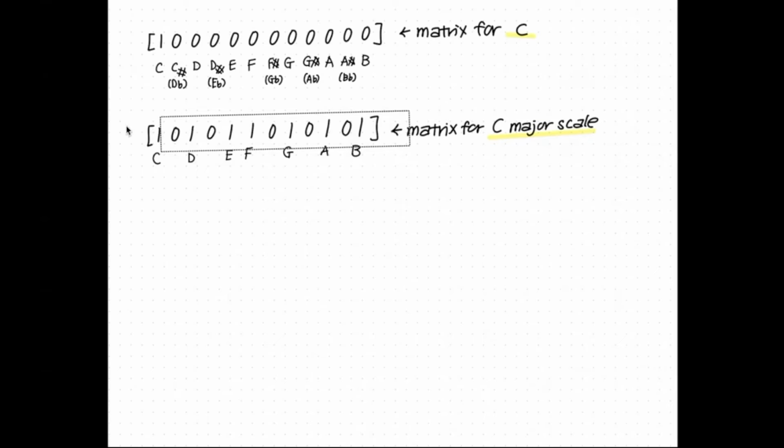So a matrix for the C major scale would look like this. As you can see, 1s in the places of all the natural notes and 0s in the places of all the flats or sharps. It's kind of like a binary system. We're only using 0s and 1s, where 0 means the note is not being played and 1 means the note is being played.